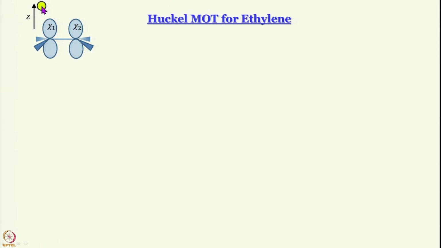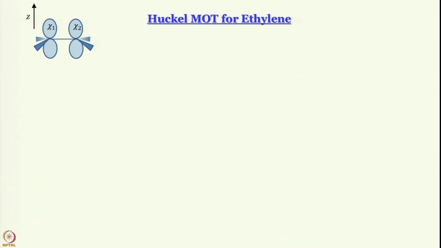The pz orbitals, in the way I have drawn this molecule, chi1 and chi2 for atom number 1 and atom number 2, are available for pi bonding. So, we are going to work only with chi1 and chi2. Remember, the sigma framework is already there. We are right now worried only about the pi molecular system. So, what is the first step?